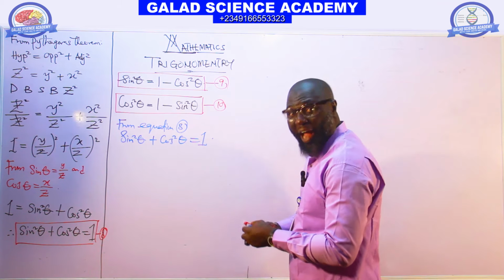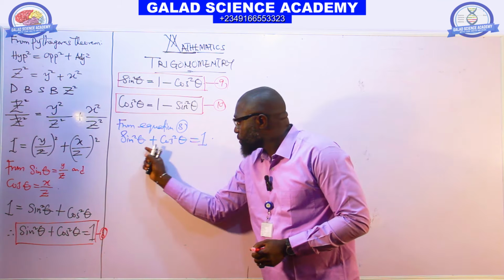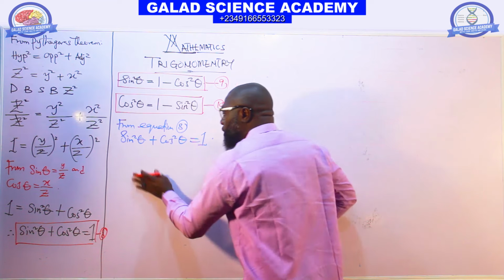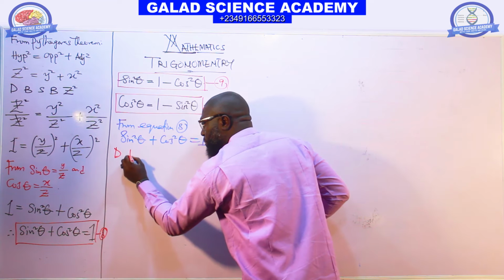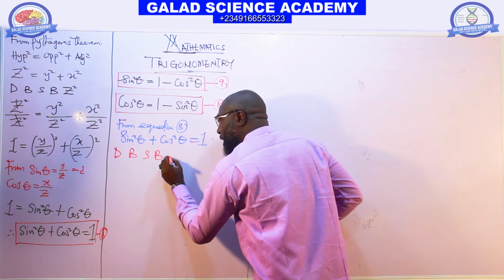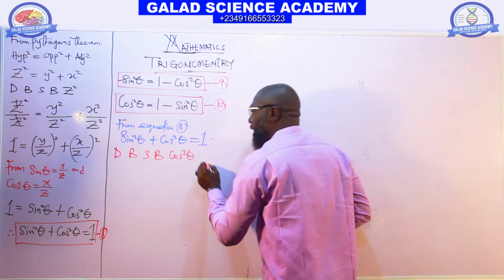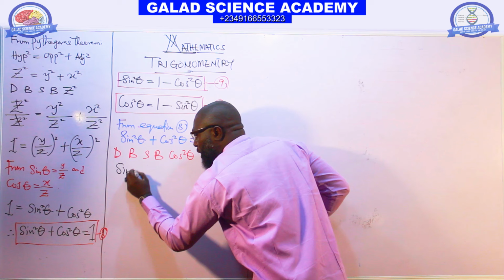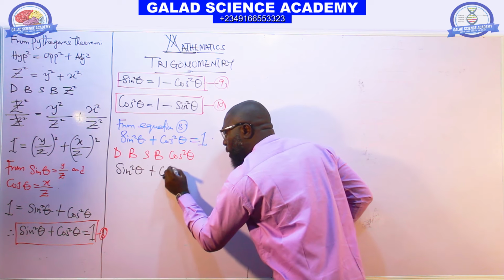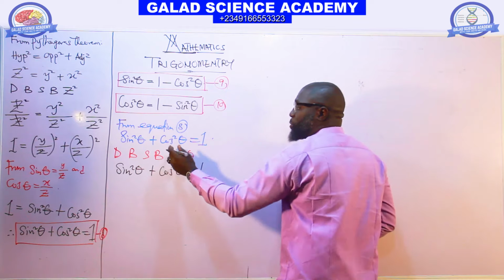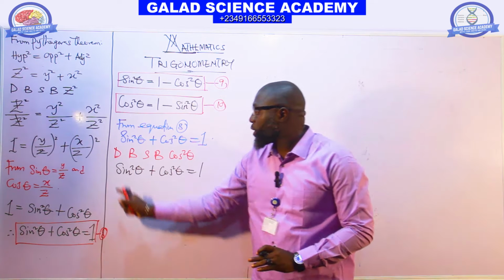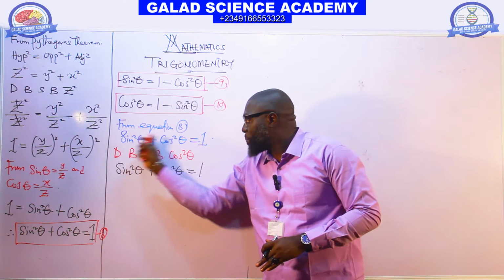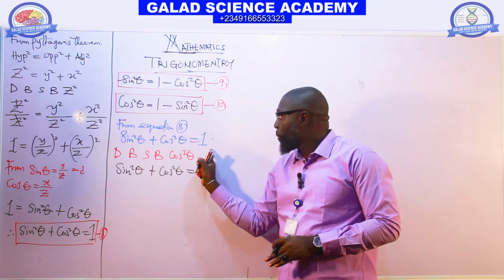Let us divide both sides of equation 8 by cos squared theta. If we divide through by cos squared theta, we have sin squared theta plus cos squared theta equal to 1. From this equation, I bring it back because I want to put in some identity, once I am done with equation 10.